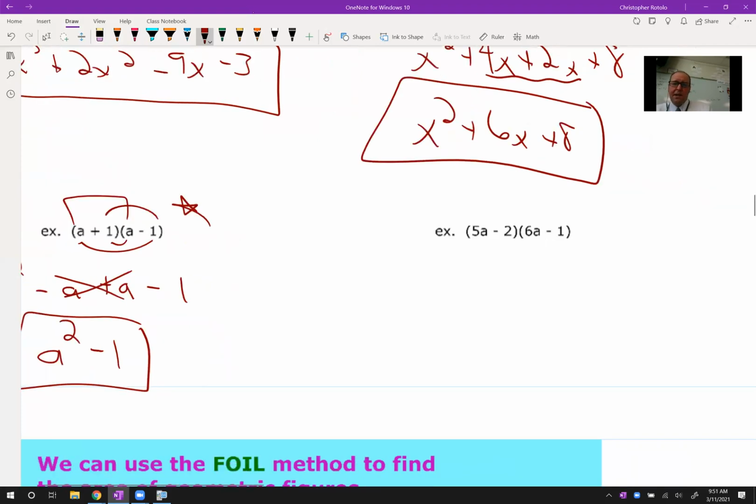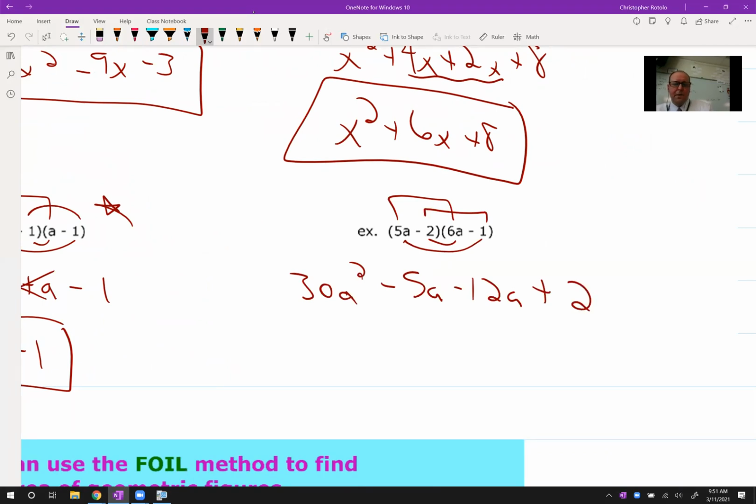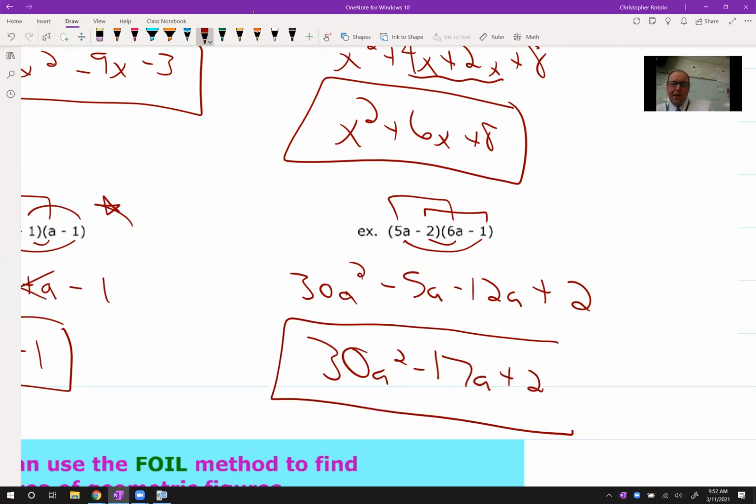All right, last one, a lot of negative signs, so just have to be careful. And we'll find out a lot of things in math are going to be more tedious than they are difficult once you have the idea. So 5 times 6 is 30. A times a is a squared. Outside, minus 5a. On the inside, minus 12a. And on the end, negative times a negative is positive, so 2 times 1 is 2. Okay, 30a squared minus, they're both negative, so 17a plus 2. Very Canadian problem, a. There we go, a. Why don't I keep saying a?